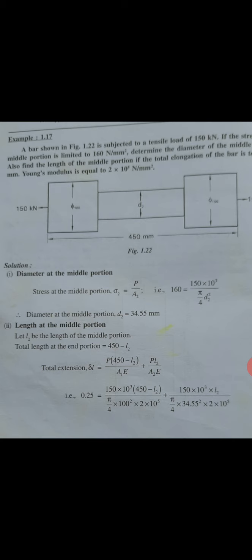Let the length of the middle portion be L2. So we'll call this middle portion L2. So 450 minus L2 will be the length of the other section.